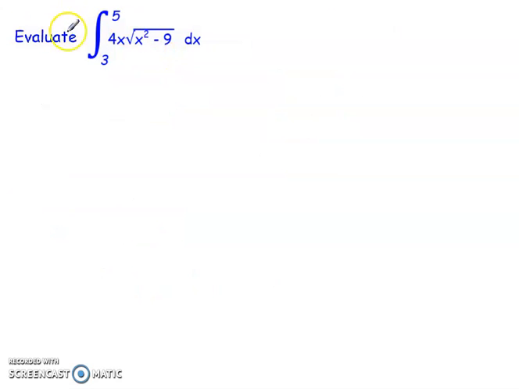Let's imagine I want to evaluate the integral from 3 to 5 of 4x times the square root of x squared minus 9 dx. Now this is one of our standard substitutions that we use from before. For this one, what I'd substitute is u equals x squared minus 9. Take the derivative of this, and I get du equals 2x dx. But the part I want to get rid of is 4x dx, so if I multiply both sides by 2, I get 2 du equals 4x dx.